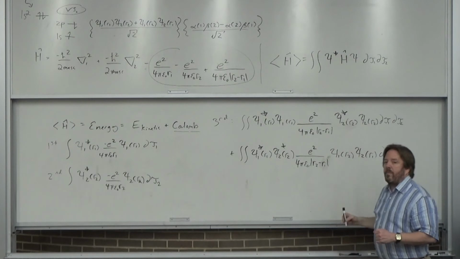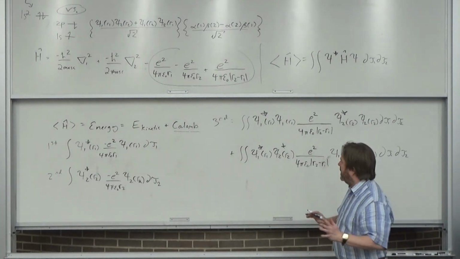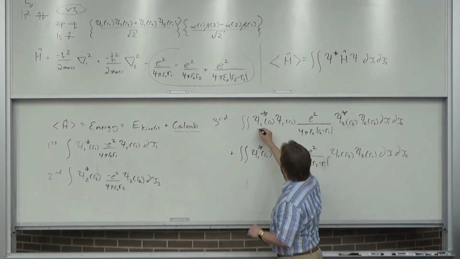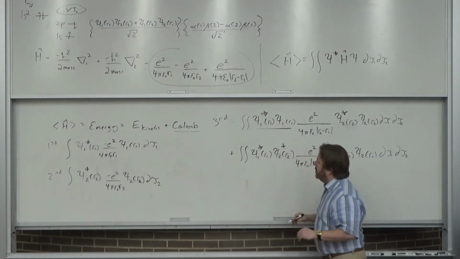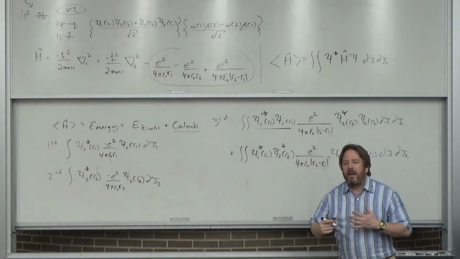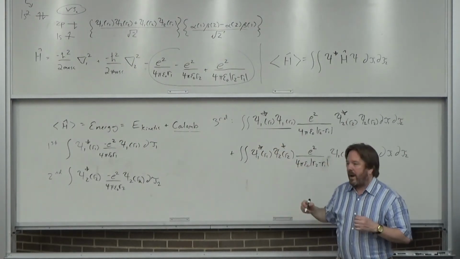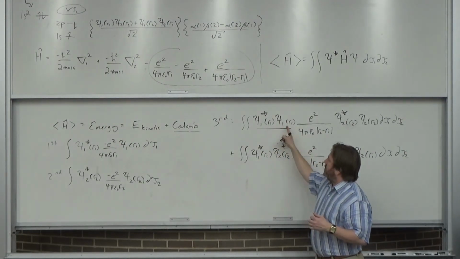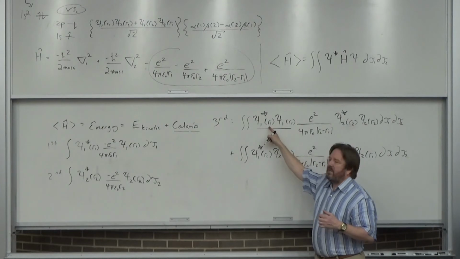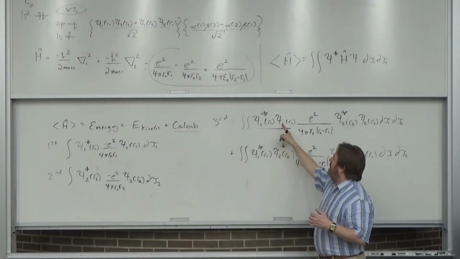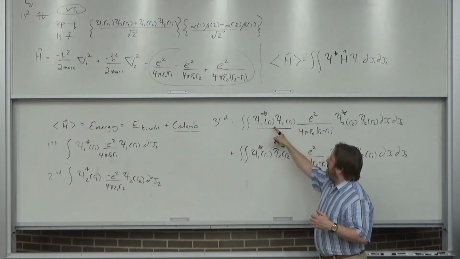Now, the first term is actually perfectly sensible. Notice that this is just the probability of finding the first electron in its first orbital, right? This is the absolute value, the wave function times the conjugate of the wave function. First electron in its orbital.